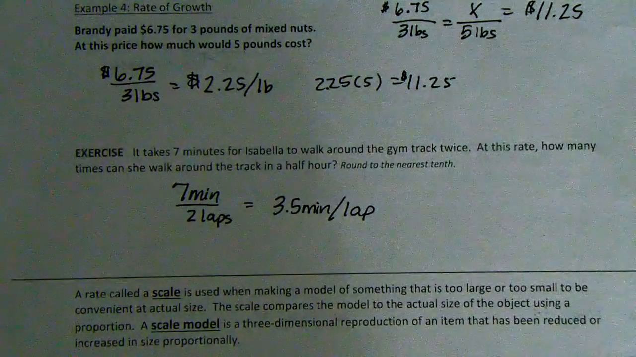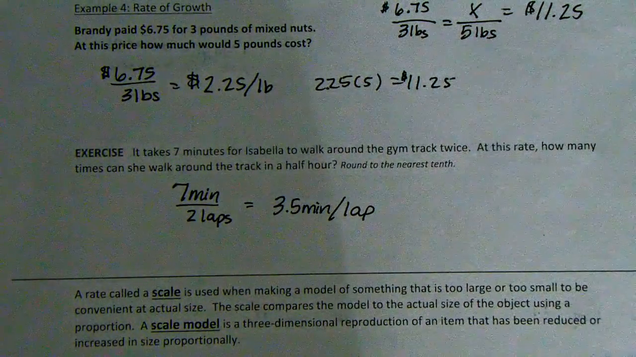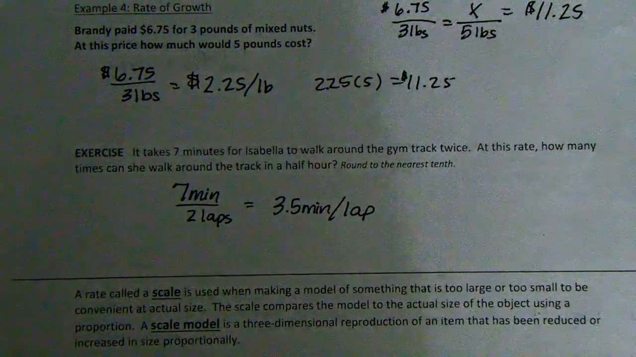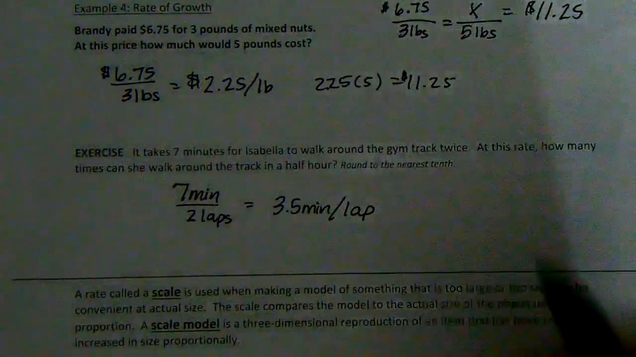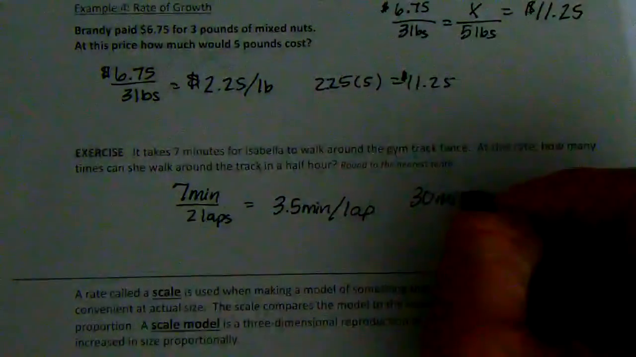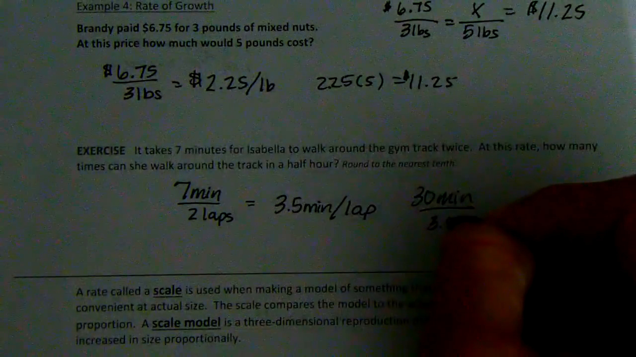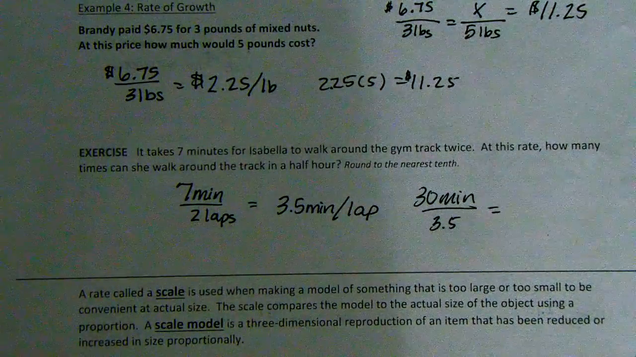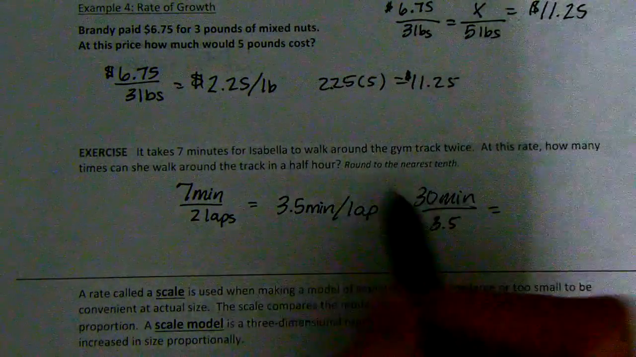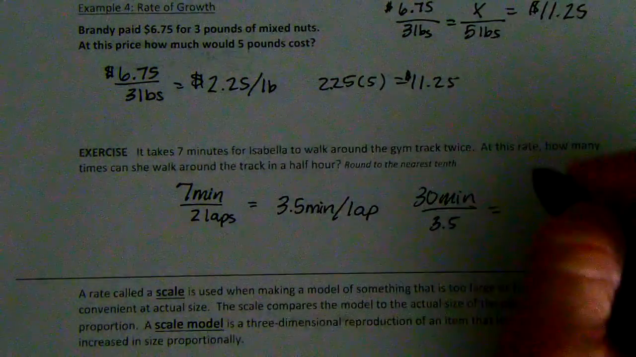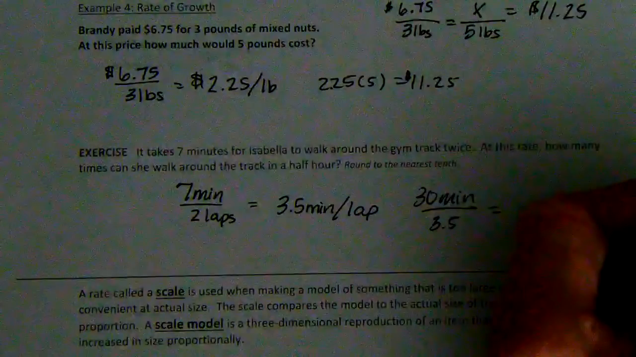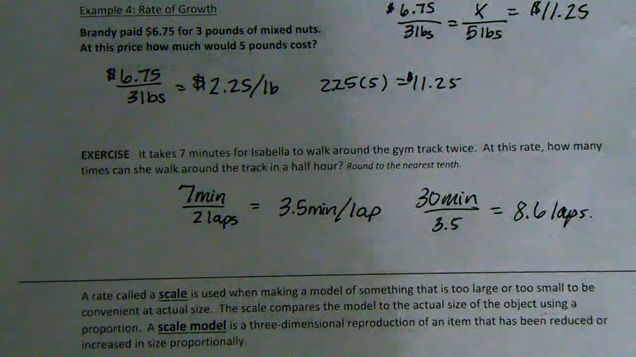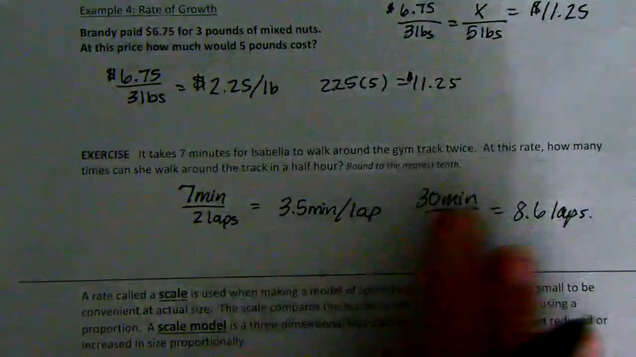But this one isn't as nice to just figure out. If it's 3.5 minutes per lap, and now I know 30 minutes, then we divide by 3.5 minutes per lap. And you get not an even number. That's why it says round to the nearest tenth. So you get 8.57, so 8.6 laps, right? So that one's not quite as pretty, and you do have to understand that.